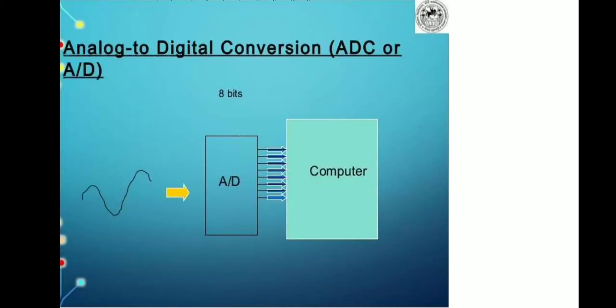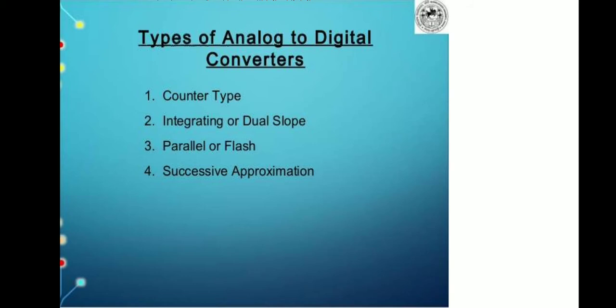Then ADCs. The figure shows a block diagram of an ADC where the ADC is connected to the computer system. There are different types of ADCs. Out of them, first is counter type, then integrated or dual slope ADC, parallel or flash type ADC, and successive approximation type ADC.